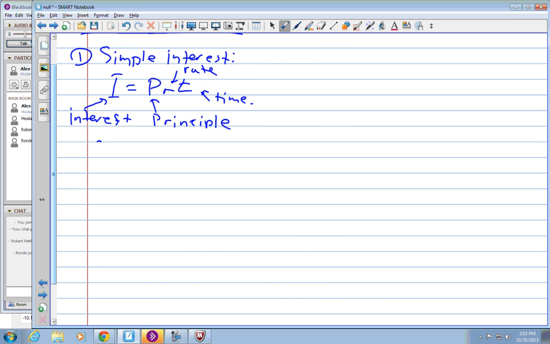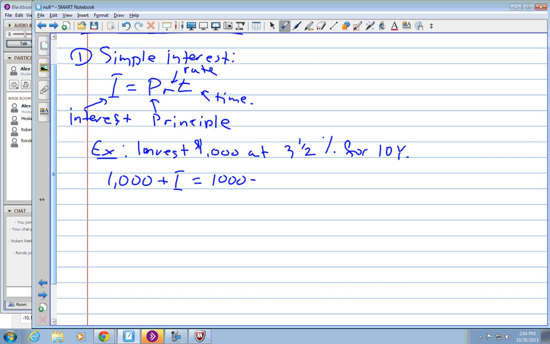Okay? So, for example, if we invest $1,000 at, I don't know, 3.5 rate for 10 years, at the end of 10 years, we'll have a little bit more, right? At the end of 10 years, we're going to have the original investment plus the interest, right? So it is 1,000 plus 1,000 times the rate, which is 0.035, times 10. If we just do the simple interest.